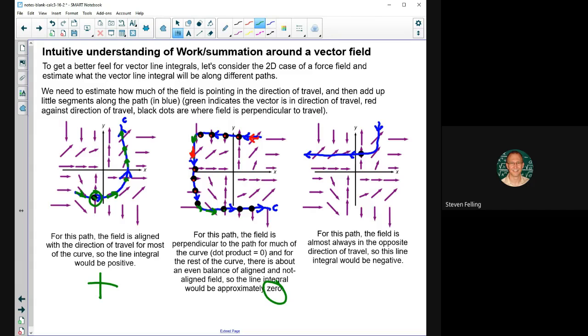And in this case over here, at every place, the direction of motion is opposing the force, so there's a large amount of opposition going on. As we force our particle through here, we're pushing against the force field. So this would have an overall negative work. All right, so just some intuitive understanding of what's going on here.